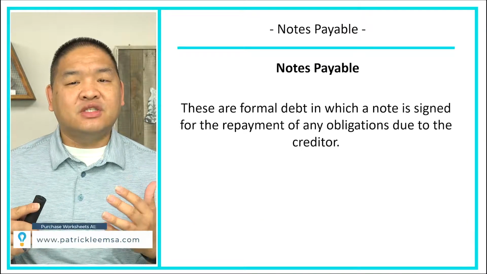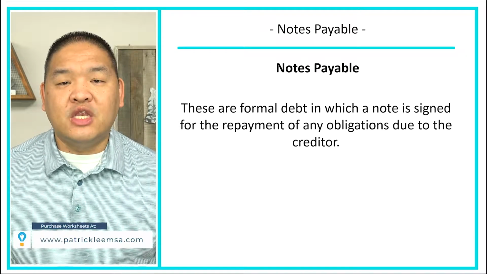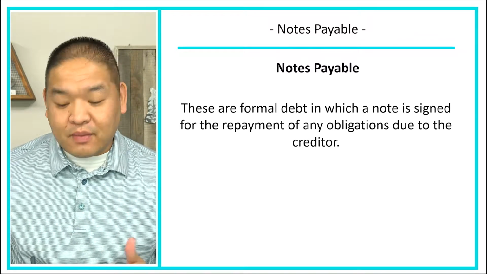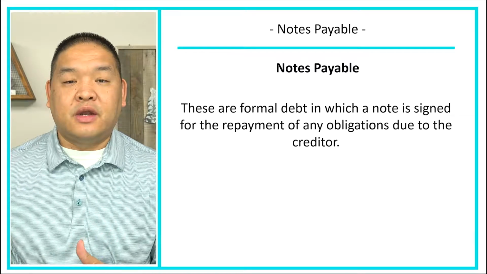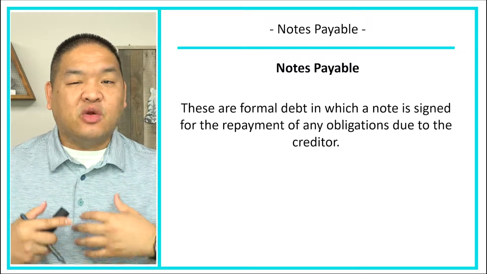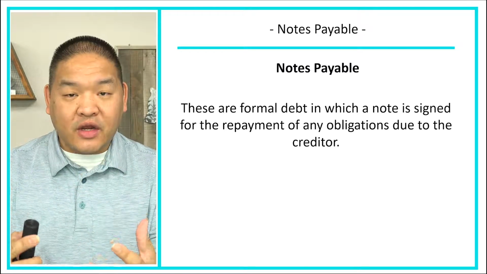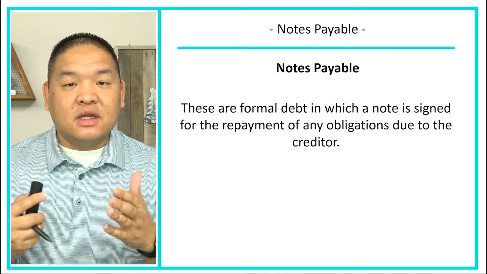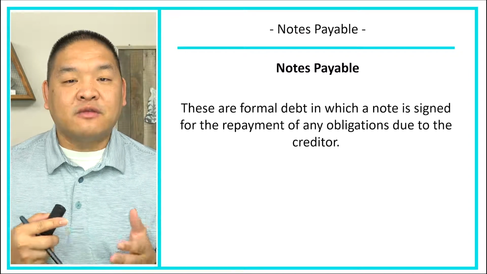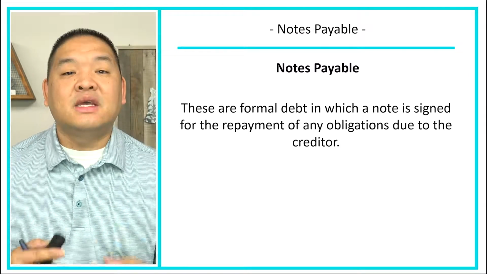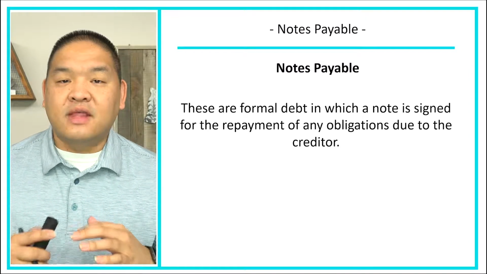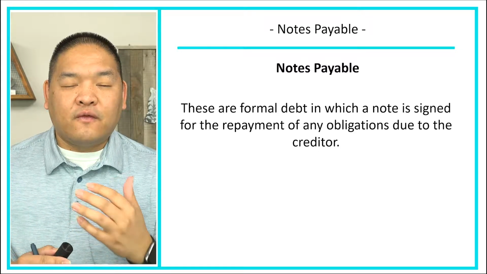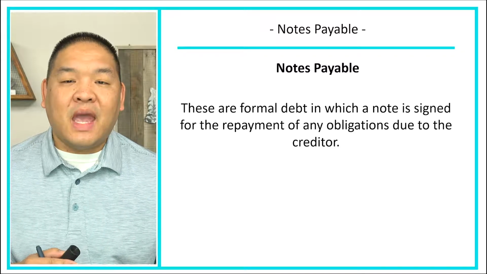Just as a reminder, these are formal debts in which a note is signed for the repayment of any obligation due to the creditor. So we are owing money or something to a creditor, someone else. We do this in the form of a notes payable when it's formal. Usually it's written and there are signatures involved, and there are some other key aspects that make it more formal than just an accounts payable.